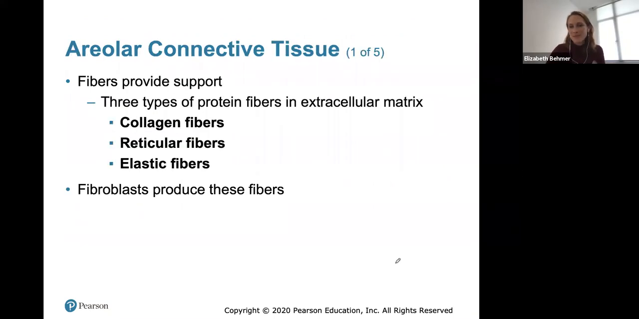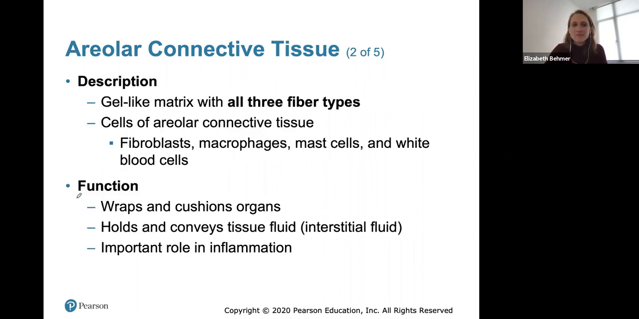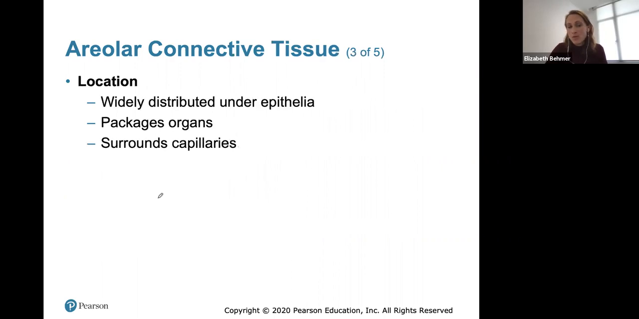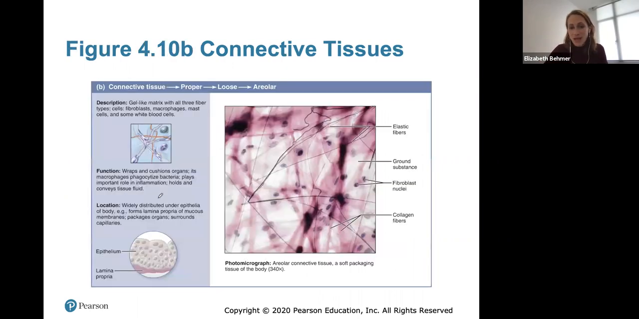We'll go over the different fibers, the 3 types of protein fibers, which can be in the extracellular matrix, and fibroblasts are the cells that always produce these fibers. So areolar is a gel-like matrix. It has lots of different cells in it, and it functions to wrap and cushion organs, and it plays an important role in inflammation. It's widely distributed under the epithelial. It packages organs and it surrounds capillaries.